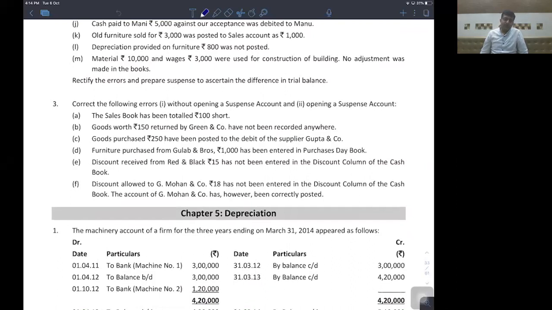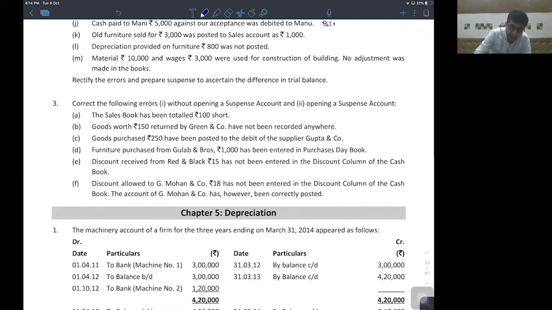Correct entry should have been what? Bills payable account debit to cash account 5,000. My correct entry in this case should have been bills payable debit to cash, whereas my wrong entry is Manu debit to cash. And therefore, my rectifying entry will be bills payable account debit to Manu account rupees 5,000.